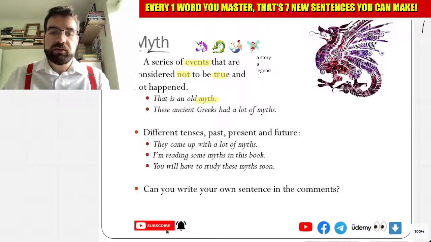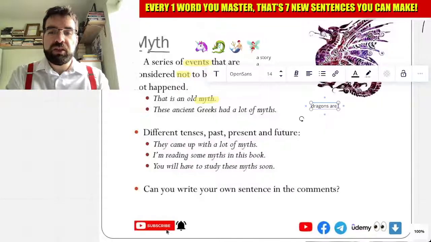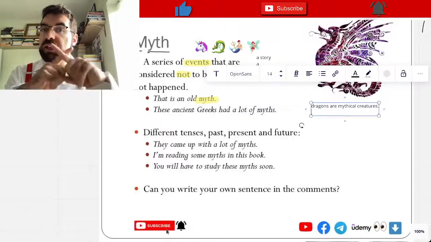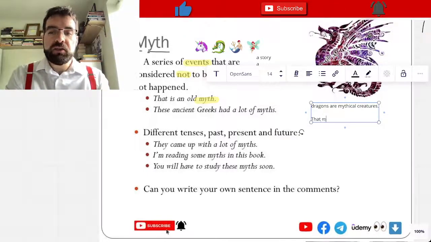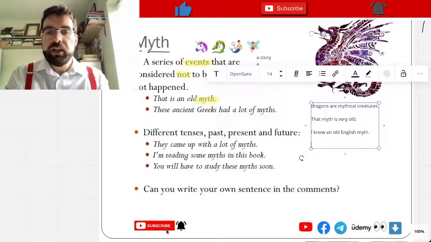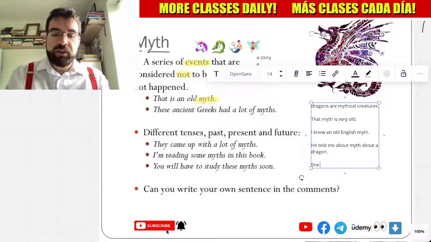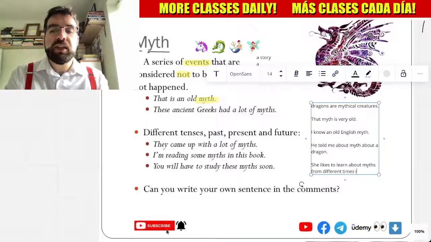So dragons are mythical creatures. They don't exist. That myth is very old. I know an old English myth, a story. He told me a myth about a dragon, for example. She likes to learn about myths from different times in history.